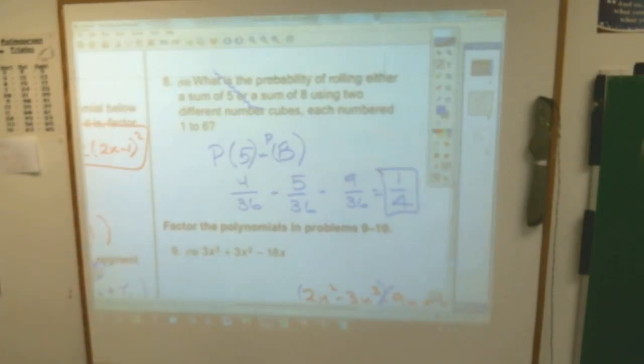If it said the probability of and, you couldn't even do it, because there'd be no probability of using 2 different numbers of cubes to get both of them together.